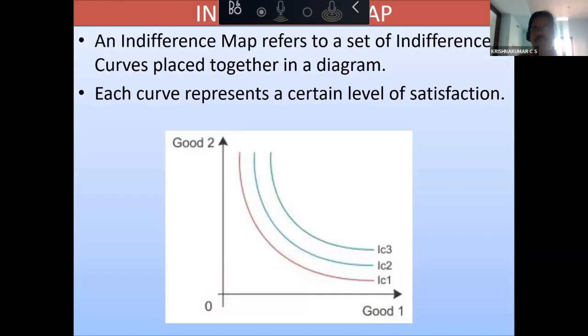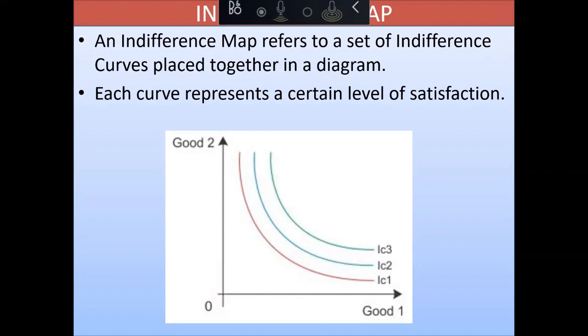So this is the indifference map. It's a collection of indifference curves, a set of indifference curves placed together in a diagram. IC1, IC2, IC3. Which one will give the highest satisfaction? IC3. Okay.